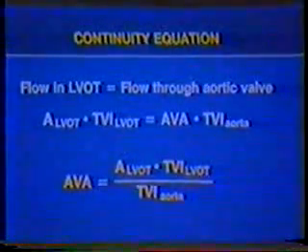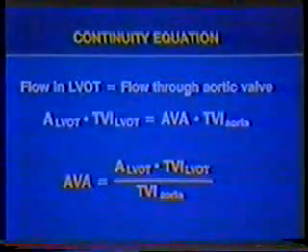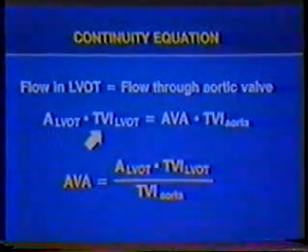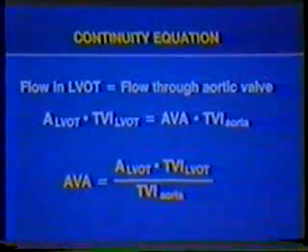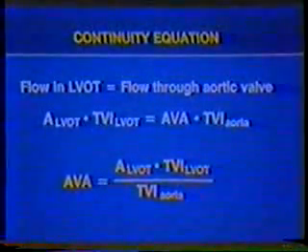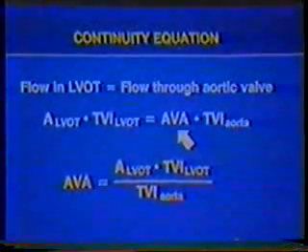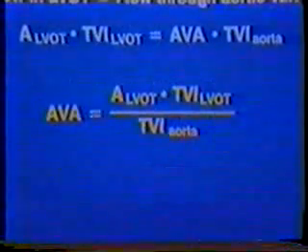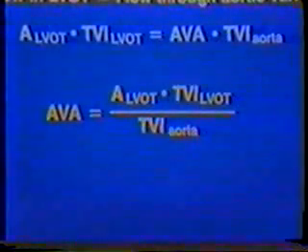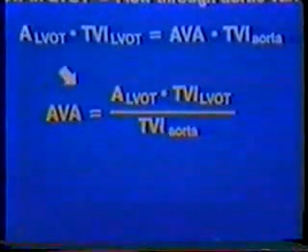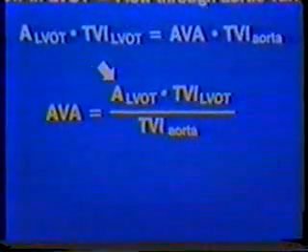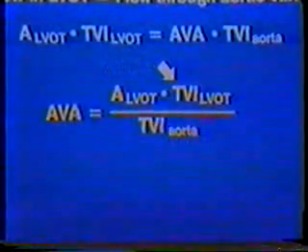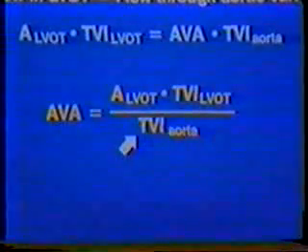From the foregoing discussion, we calculate flow in the outflow tract by multiplying its cross-sectional area times its TVI. Similarly, we calculate flow through the aortic valve by multiplying the aortic valve area times the aortic TVI. Rearranging the equation, we see that the aortic valve area can be obtained by multiplying the cross-sectional area of the left ventricular outflow tract times the TVI of the outflow tract divided by the TVI of the aorta.